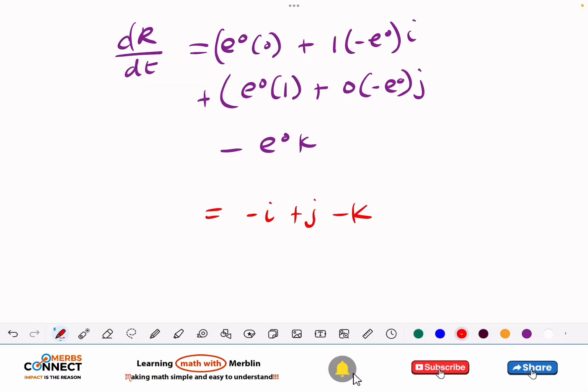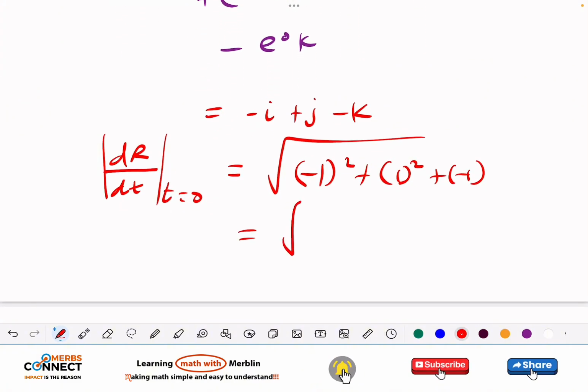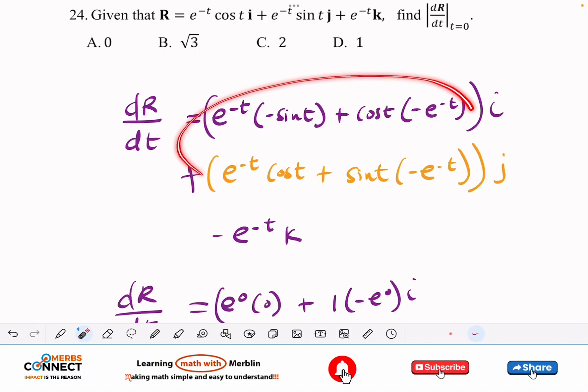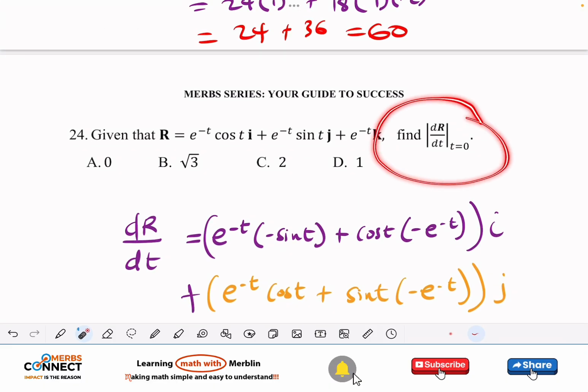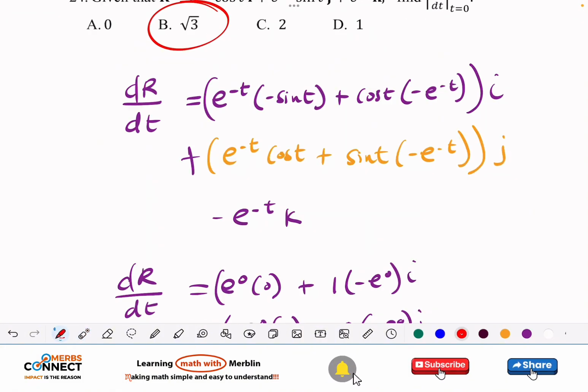So you see that this has become so simple for us to just find the magnitude. Now the magnitude of this at t equal to 0 is going to be minus 1 squared plus 1 squared plus minus 1 squared. This should be 1 plus 1 plus 1, and the square root of 3. If you don't substitute t first and you try to find the magnitude, you are going to get the same thing, but it's going to require a lot of work. So anytime you are doing something like that, you see the point: after the differentiation, you plug in t equal to 0 before you do that. So the answer here is B.